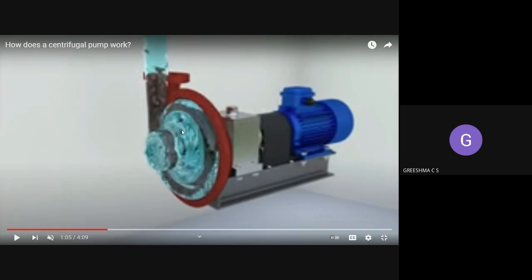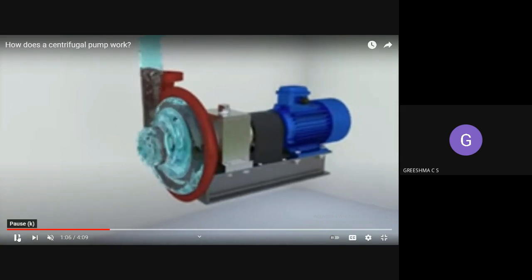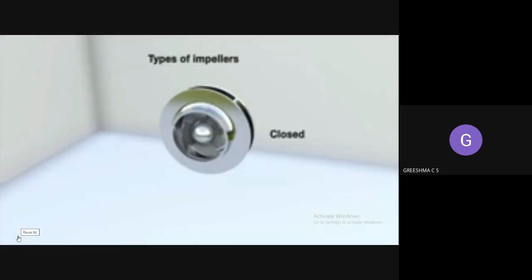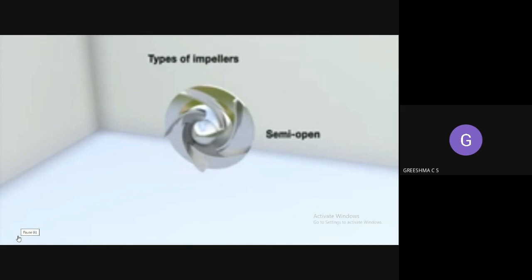So what is happening when the water is rotating like this? The pressure of water will be increasing. The pressure energy of water will be increasing, and because of this pressure energy, water is rising through the delivery pipe. We can see here water is rising through the delivery pipe. Okay, so that's about the centrifugal pump.